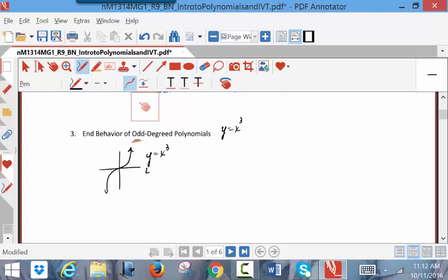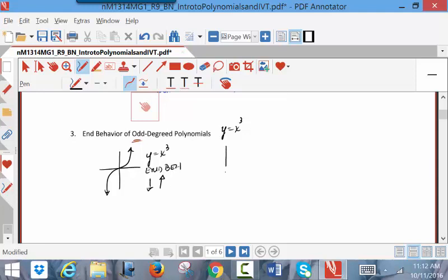And what is the end behavior of the y equaling x cubed graph? What's it doing on the left side? Down on the left and up on the right. So its end behavior is opposite direction. All of your odd degreed polynomials, the end behavior will be opposite direction on the two ends.